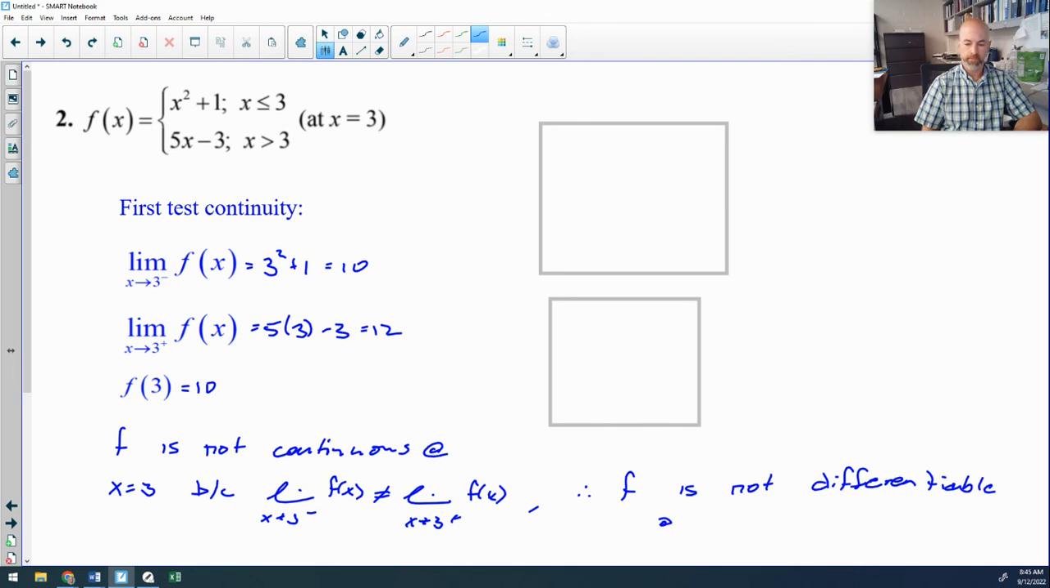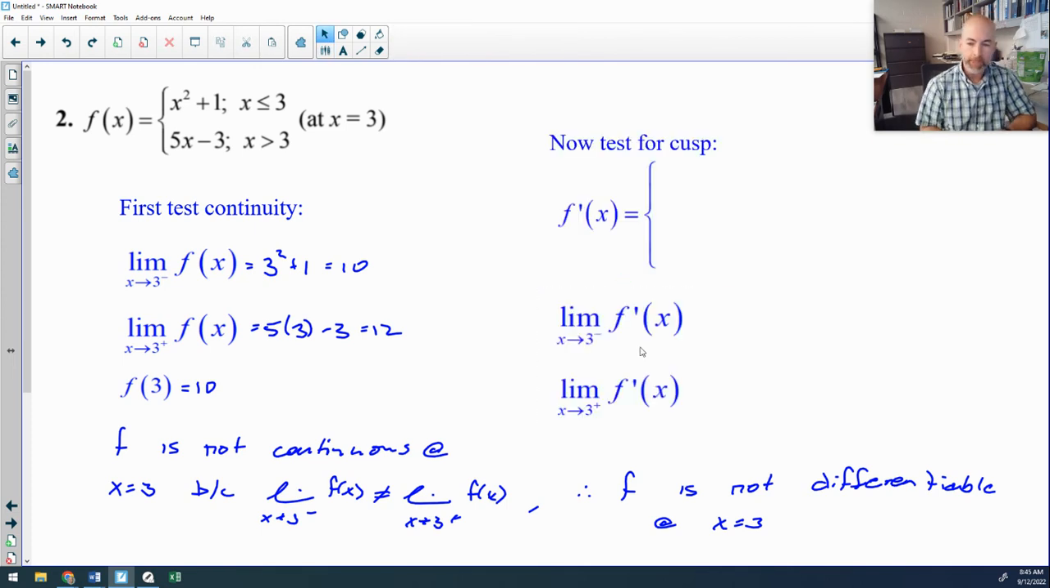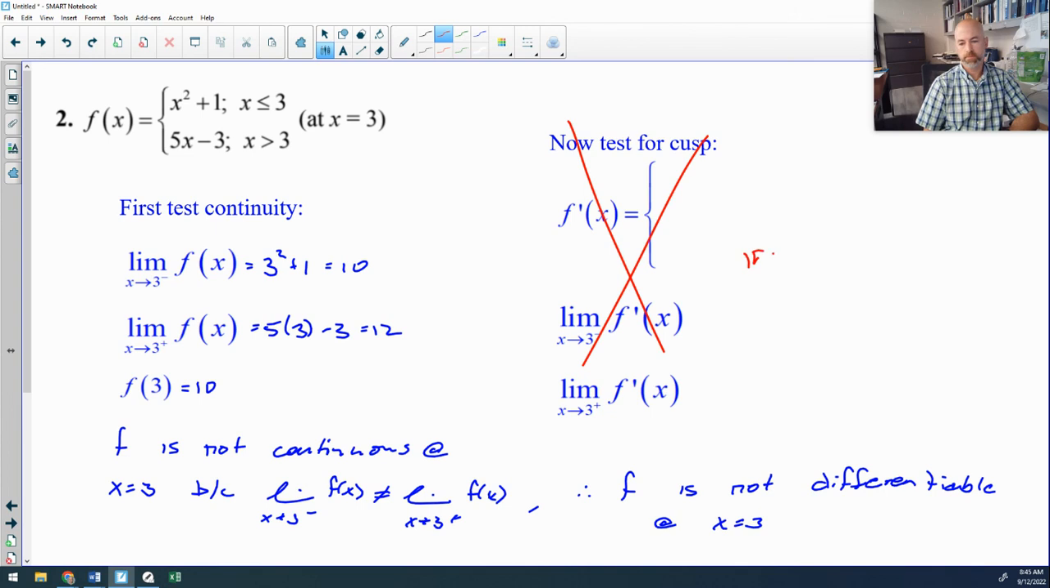at x equals 3. Okay, so I had these boxes right here ready to unveil our magical test for a cusp, but we don't need to do that. We don't need to worry about that. It's irrelevant. Once we have shown discontinuity, it's irrelevant. Not necessary. There we go. Necessary. There. All right.